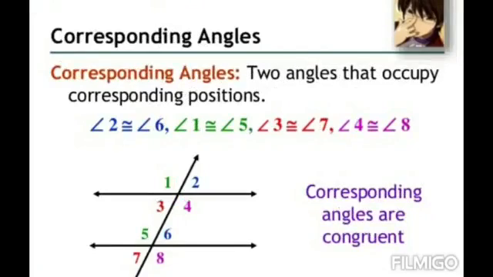When parallel lines are cut by a transversal, then corresponding angles are equal. That means angle 2 equals angle 6, angle 1 equals angle 5, angle 3 equals angle 7, and angle 4 equals angle 8. These corresponding angles are congruent, meaning equal.